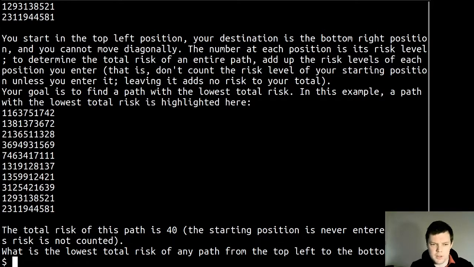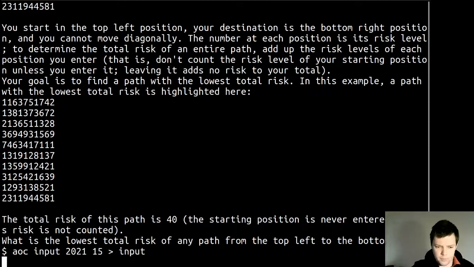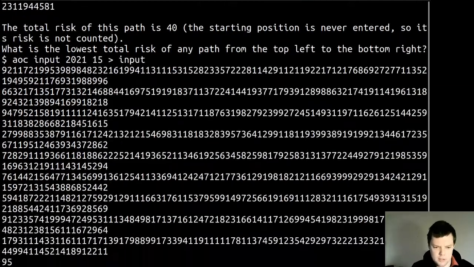Well, it seems that I will never enter the starting position, because if I start at my starting position and go anywhere and come back to it, whatever path I go through from there will have lower risk if I don't do the silly loop at the start. Oh, 100 by 100, isn't it?